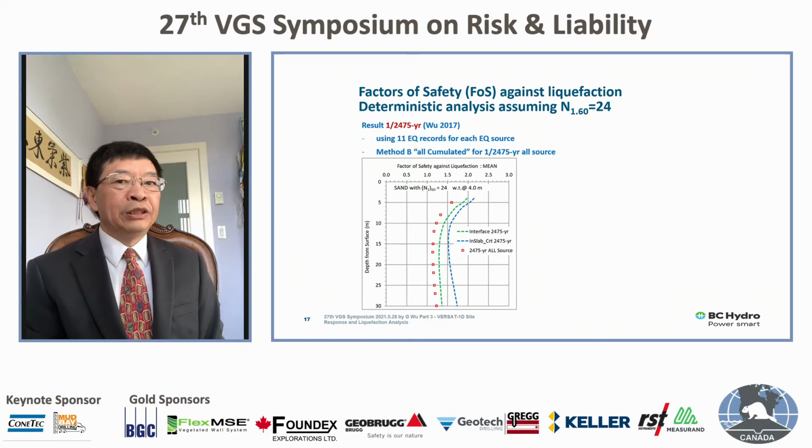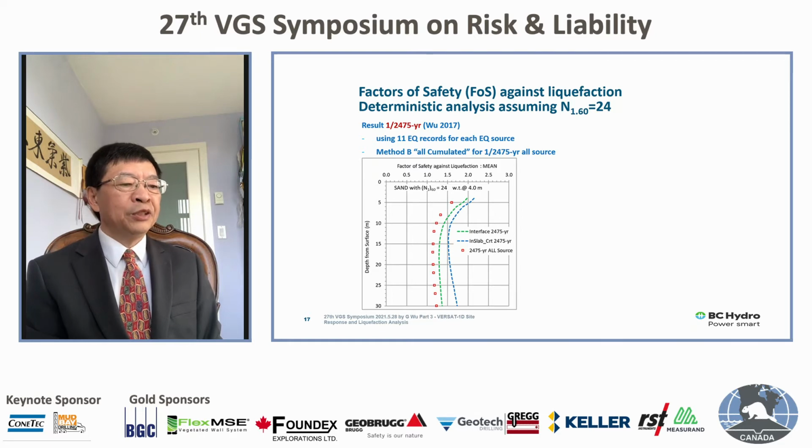Now, if you do a design, you cannot just consider one source of M7 or M9. So you have to know what the liquefaction factor of safety is for the site, which is shown in red. The red is the one where you use the PSPA method, the probabilistic seismic performance analysis method, to combine the liquefaction hazard curve from the two sources.